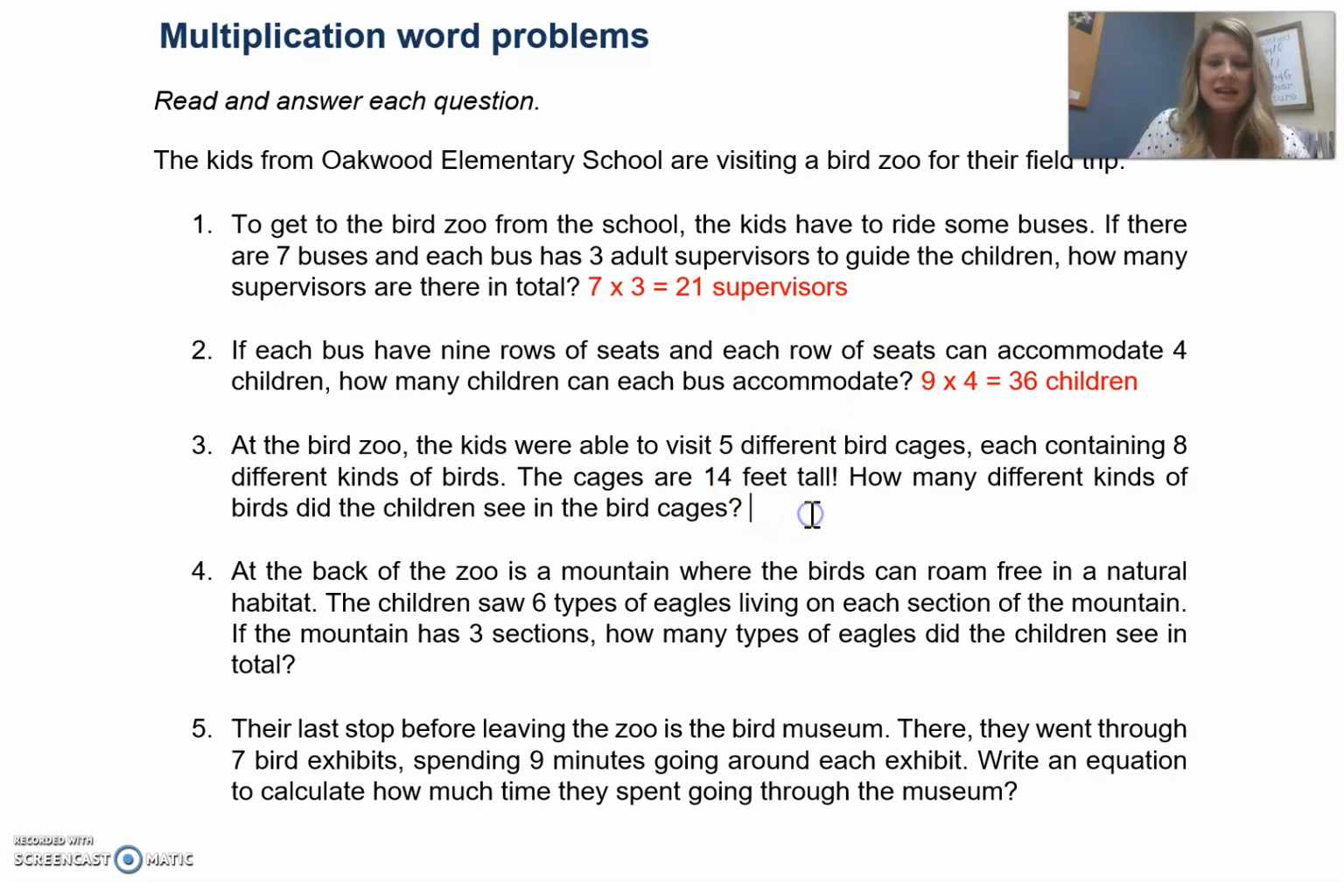Okay, let's come down to the next one. I'm going to go ahead and change my color to red right away, so I'm ready to go. At the bird zoo, the kids were able to visit 5 different bird cages, each containing 8 different kinds of birds. The cages are 14 feet tall. How many different kinds of birds did the children see in the bird cages?